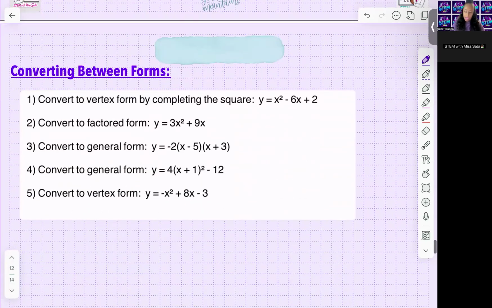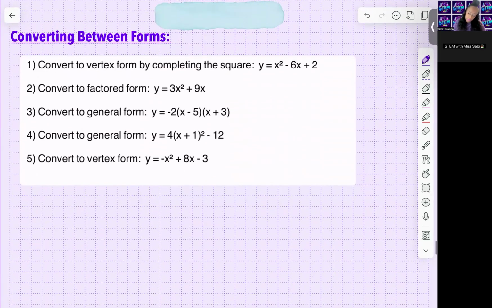The next thing we're being asked to do is convert between the different forms. So first, convert to vertex form. Number 1: convert to vertex form by completing the square. So we have y is equal to x squared minus 6x plus 2. So this is what form? This is general form.